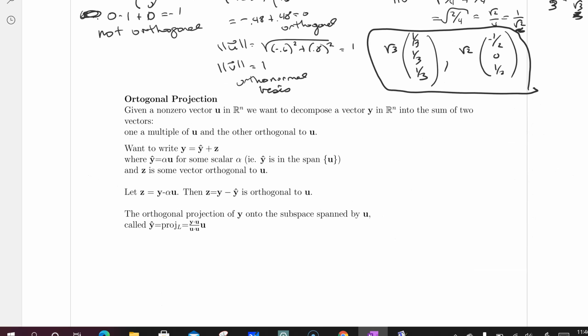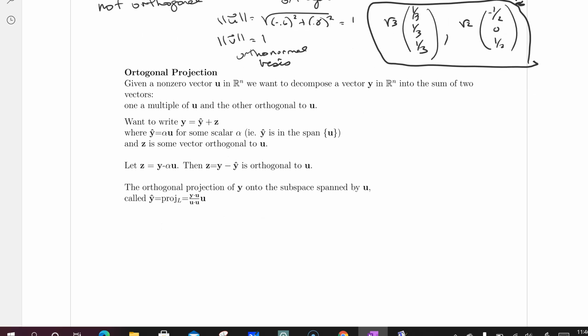All right, so let's talk about orthogonal projection. First off, I've got this non-zero vector u in Rn. So here's u, down here. And y is a vector that's in Rn also, but it is not in the span of u. So y is not down here. Y is somewhere like here.